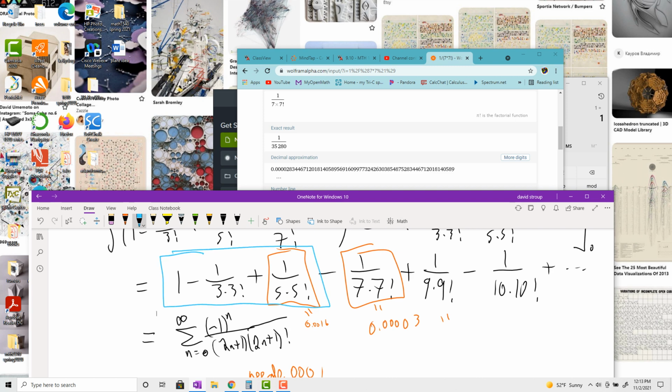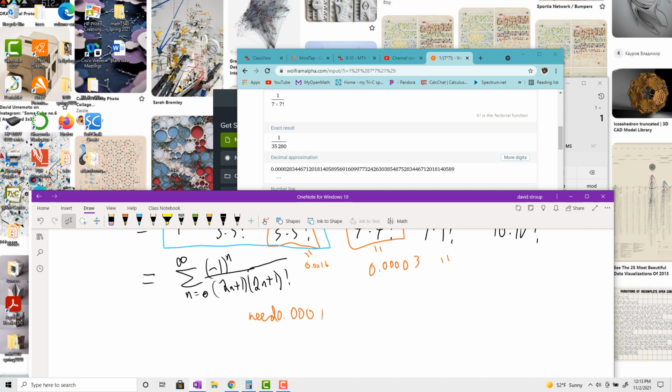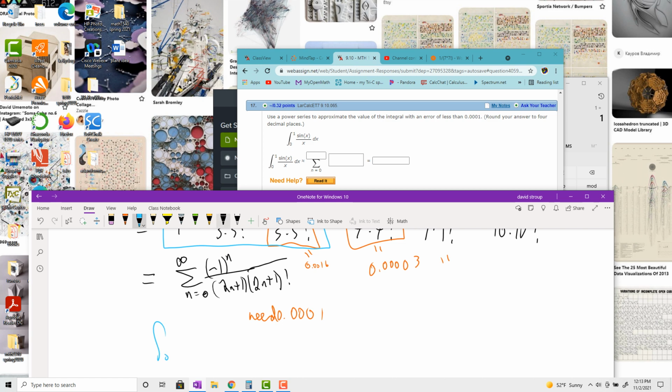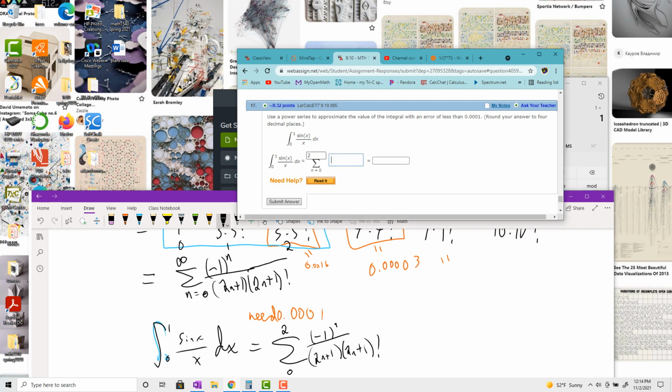Okay, so you're going from n equals 0, 1, 2. So n equals 2 for the top. So our integral from 0 to 1 of sine of x over x dx is going to be the sum from n equals 0 to 2, right? Because this is n equals 0, n equals 1, n equals 2, of -1 to the n all over 2n plus 1 times 2n plus 1 factorial. And then we need to actually evaluate that. But let's make sure this is right first.